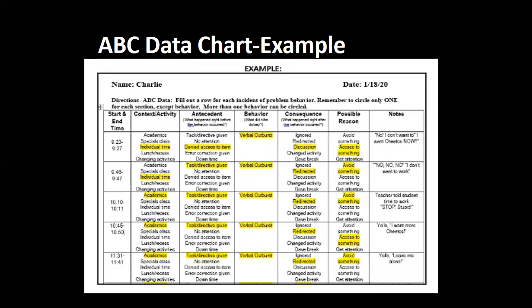Now here's an example of ABC data that was collected. Note that each incident recorded began with the start and end time, the context of what was happening, the time of the behavior, and so forth. Only one item should be circled per area. For the consequence, we may try multiple strategies to intervene with the behavior, but be mindful because we want to circle the last strategy that was implemented that successfully deterred the behavior, and then notate specifically what it referenced.